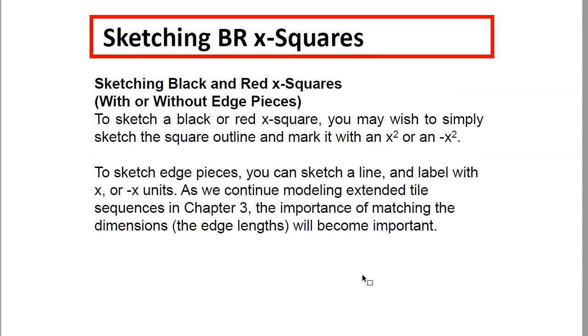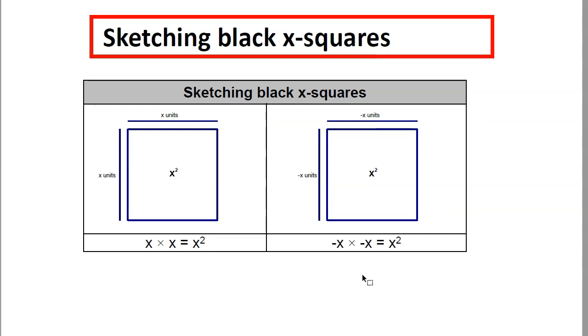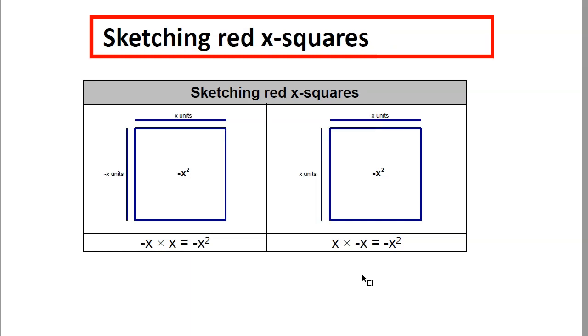When you sketch black and red X squares with or without edge pieces, you may simply sketch the square outline and mark it with an x squared or negative x squared. And when you sketch the edge pieces, you can sketch a line and mark them with either x or negative x units. As we continue modeling extended tile sequences in Chapter 3, the importance of matching the dimensions, the edge lengths, will be really important. So you can see you can sketch a black x square, and you can sketch a red x square.